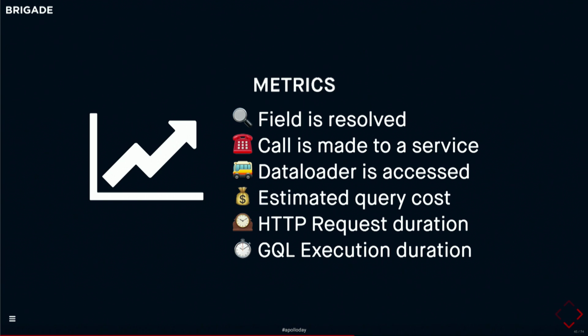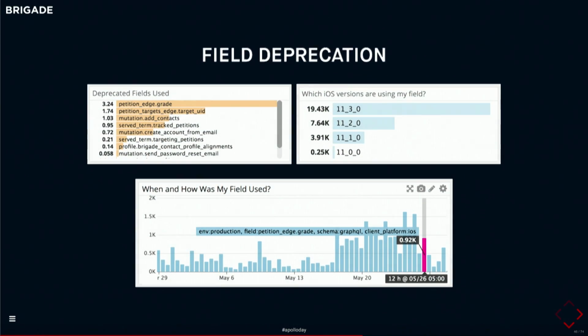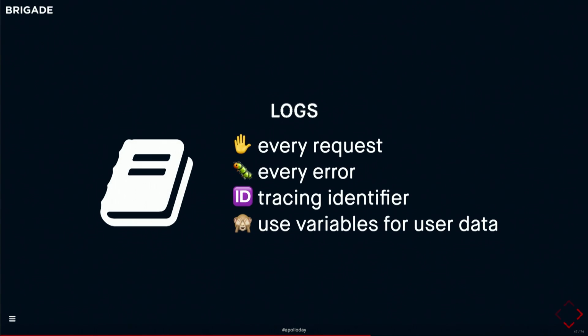We access a data loader. We also gauge things like how expensive we expect this query to be via just static analysis before it gets run. How long did it take for the HTTP request to finish? How long did it take for the actual GraphQL execution to take place? And then by putting all this data together, we can look at things like what fields in our schema are actually being used by clients? What deprecated fields are being used by clients? Which clients are the ones doing that? So we can identify those and resolve those issues.